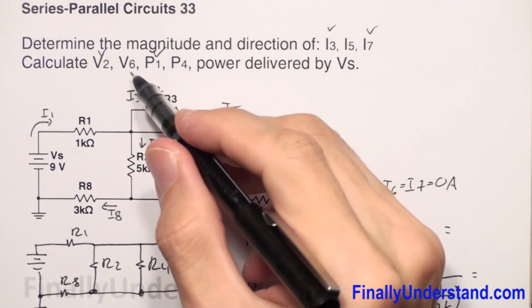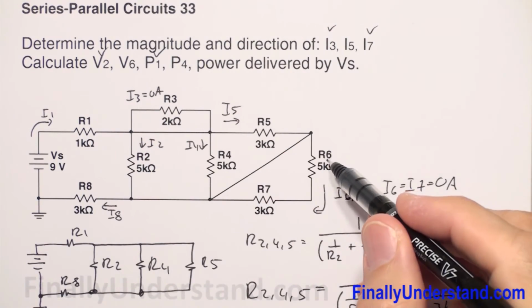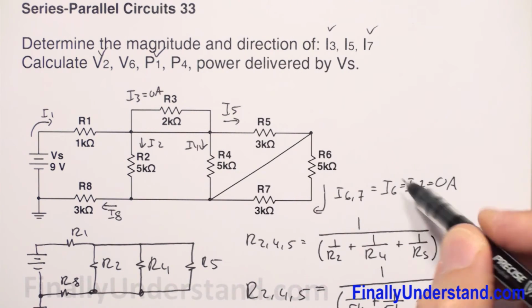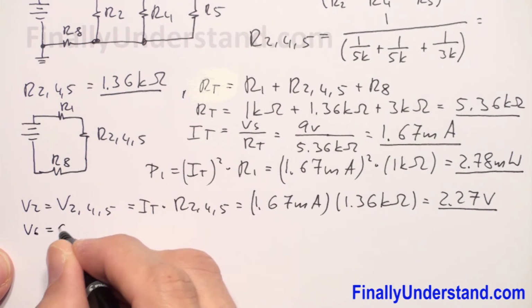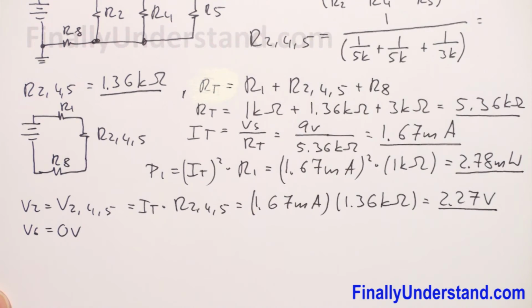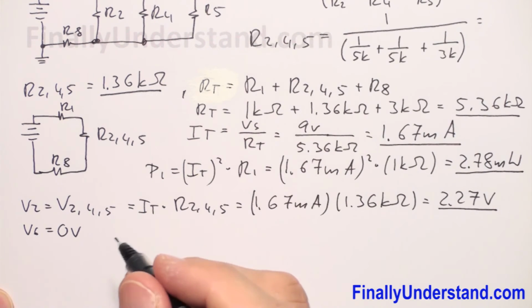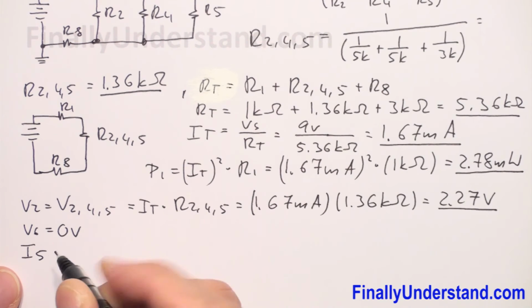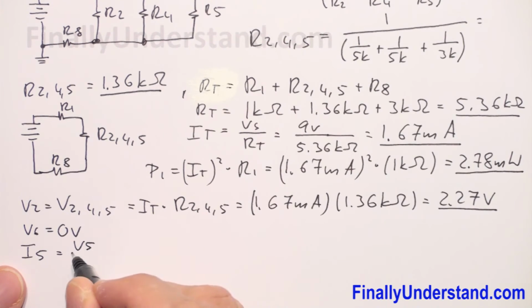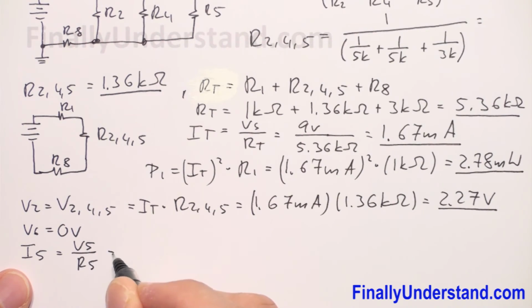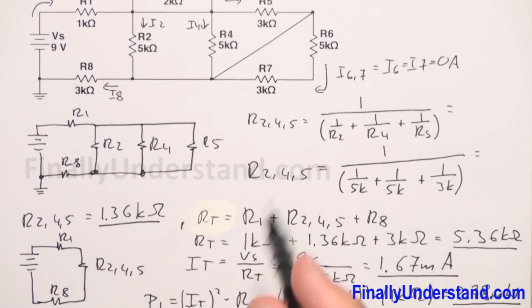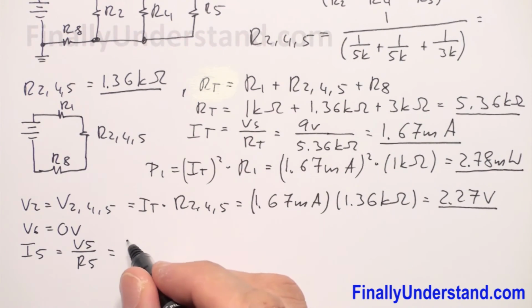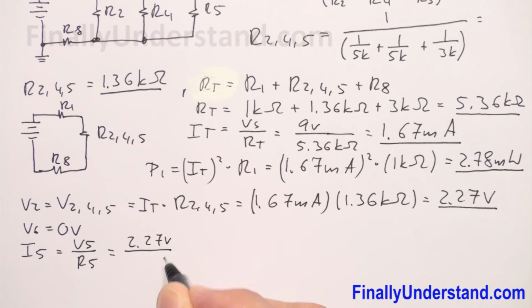Next, we're supposed to look at V6. We said that the current through resistor R6 is equal to 0. So if there is no current, there is also no voltage. So we can say that V6 is equal to 0 volts. So next, we can find I5. I5 is equal to V5 over R5. V5 is equal to V2 because these resistors are in parallel.